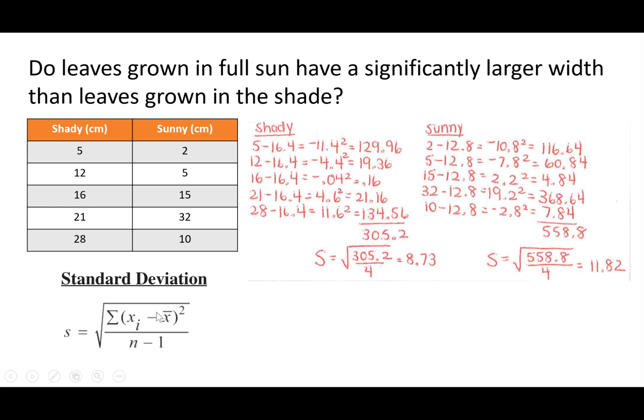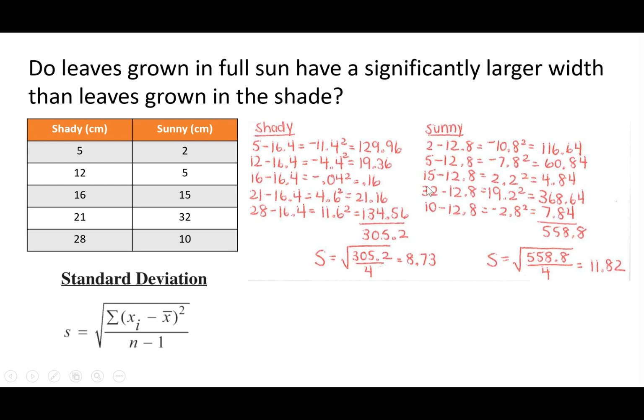So my standard deviation is the square root of the deviations squared, all summed up, so 305.2, divided by the sample size, that's what n stands for, minus 1. So in this case, I have 5 leaves in my sample size, so 5 minus 1 is 4, square root it. So my standard deviation for the first data set is 8.73.